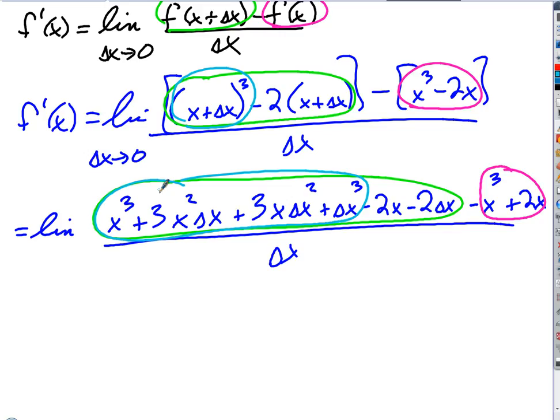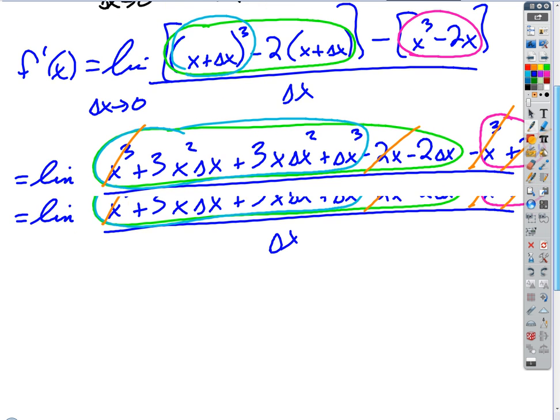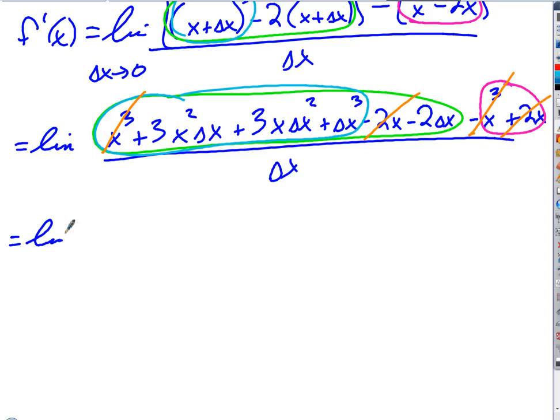Okay, so we get some good cancellation here. Look, the x cubed cancels with the negative x cubed. The negative 2x and the positive 2x cancel, right? That's pretty much it. But that's good, because that leaves us with the limit of... you tell me all the other terms. So I've got on the top 3x squared delta x, 3x delta x squared, and then plus delta x, minus 2 delta x.